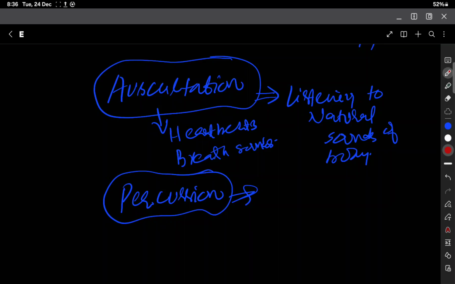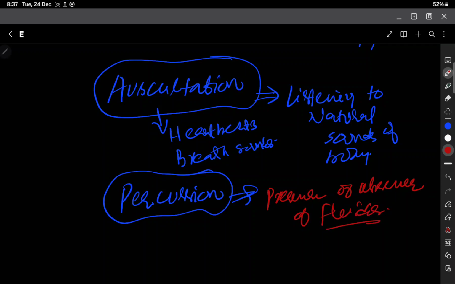Okay, small instruments for noticing echo sounds are widely used in percussion to know whether abnormal air or fluid pockets are present or absent. Normally it is used to check the presence or absence of fluid in certain body parts. That is called percussion. So that is the general brief introduction about the first part, that was anatomy.